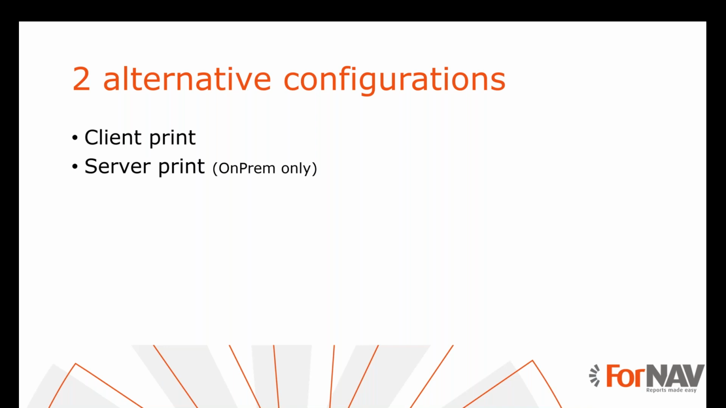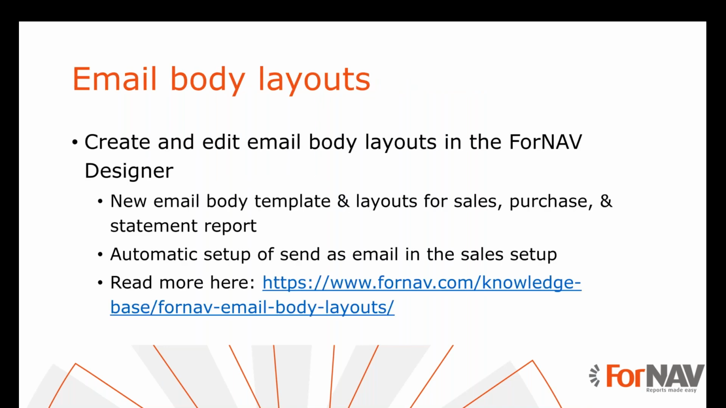The other option is the server print for on-prem only, which basically means that you can set up print to any server printer. And that's especially relevant if you use RDLC and Word reports and you want to send them off to a server printer and you don't want the setup that Jakob just described. So with that, let's move on to some of the other things that are in ForNAV 6.2.